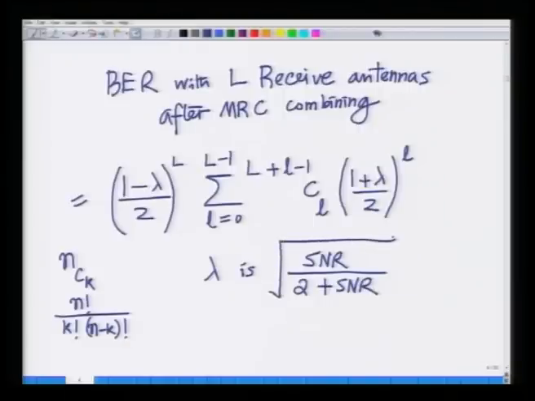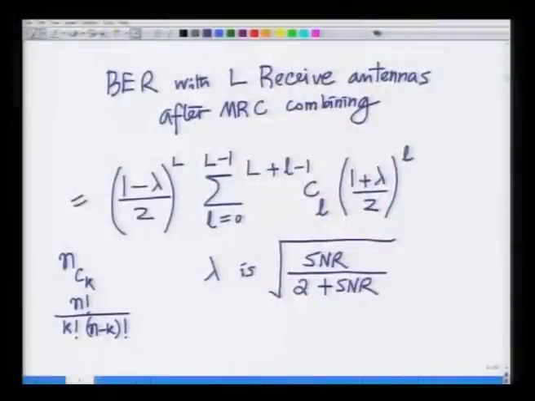All right. So, we have a closed form expression for the bit error rate of a system with L receive antennas which employs maximal ratio combining. That expression is given by this summation, where lambda is nothing but the square root of SNR divided by 2 plus SNR. And this is a slightly complicated expression. So, let me simplify this expression progressively.